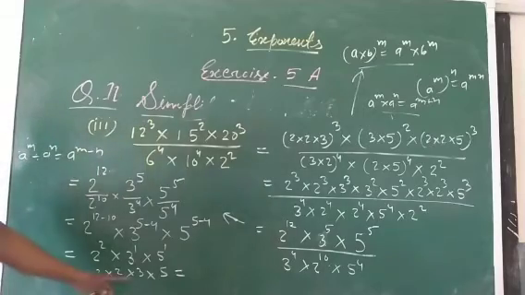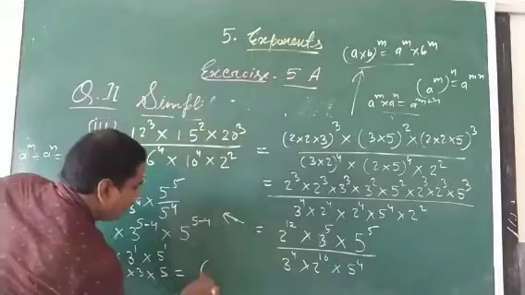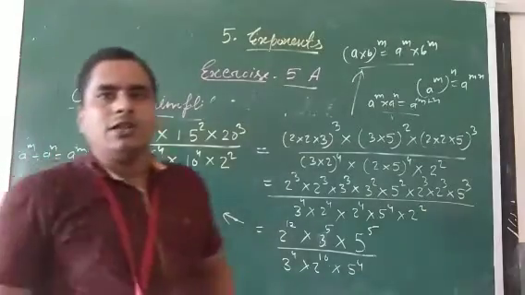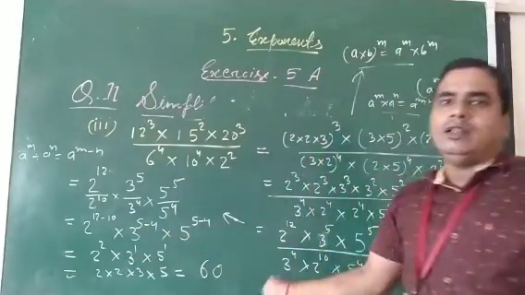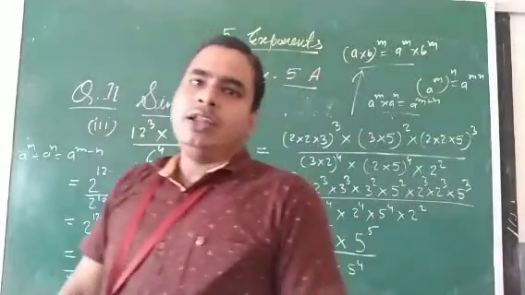2 fours are 8, 4 threes are 12, 12 fives are 60. Okay, so in this way you can solve this question, by using the laws of exponent. Clear? Okay, now we will proceed to the next question.